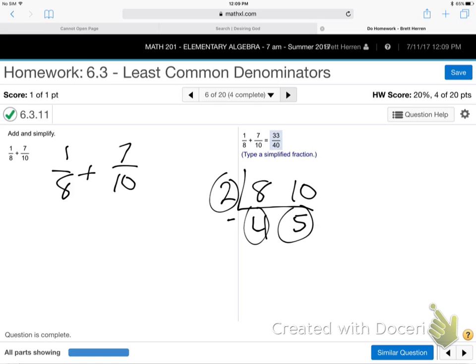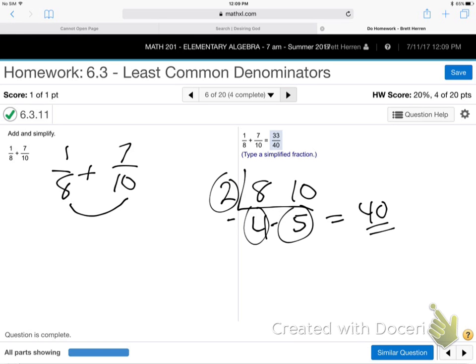Multiply these numbers together like an L. It's always like an L, right? L for LCD. 2 times 4 is 8, times 5 is 40. So the LCD is 40. By the way, notice that's not the same answer we would have gotten if we'd done 8 times 10. 8 times 10 would have been 80.